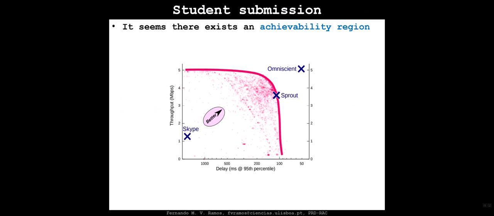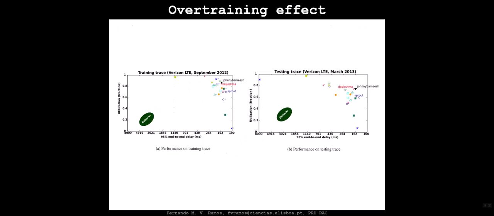This pink or red curve kind of shows that it's hard to do better than this. One caution, as I mentioned before, is the overtraining effect. You see here results with the training trace on your left and with the testing trace on your right, and you can see that the results from the students on the training trace are better and more clustered, in the better place, than on your right, where they are more spread out, so they are not that good. So this is probably an overtraining effect.